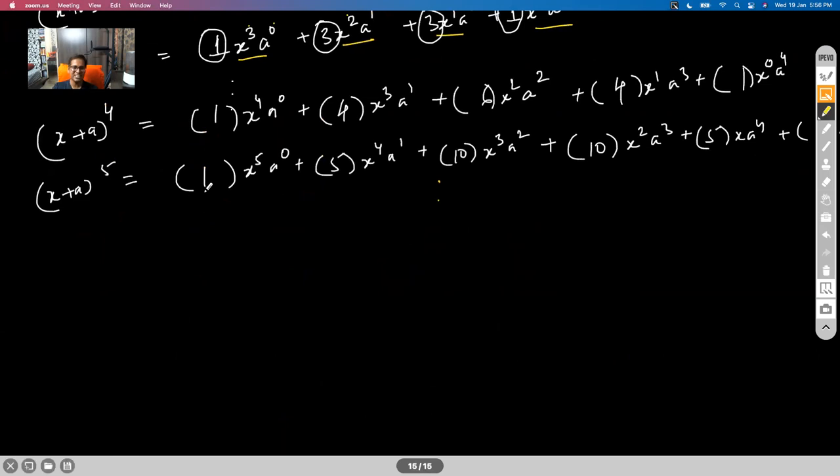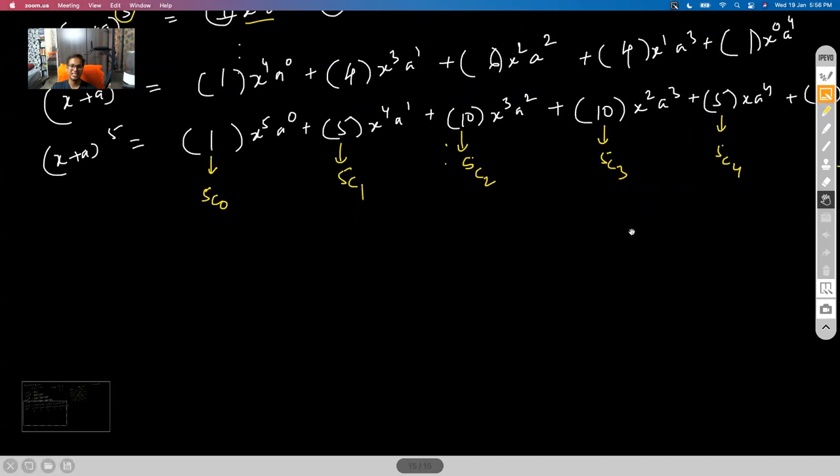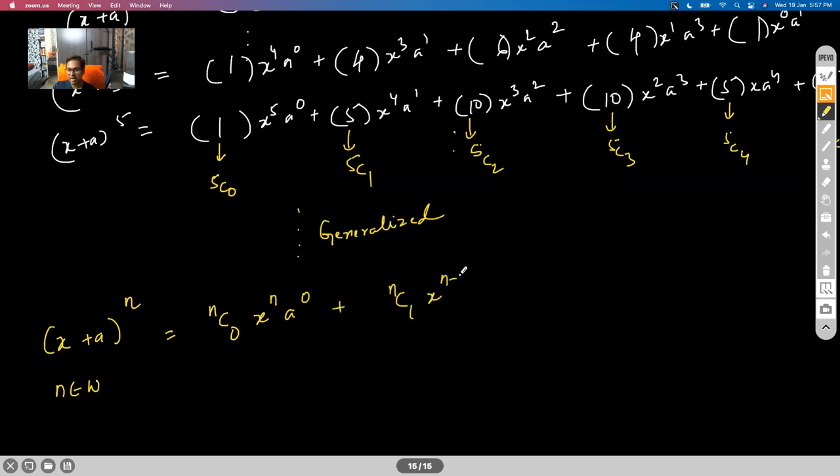Meanwhile, you can write these numbers as 5C0, 5C1, 5C2, 5C3, etc. So in light of this observation, you can make a formula out of it. Sir Isaac Newton came up with a formula. He generalized it and realized that if I am expanding a binomial expression having a whole number index, I could write it like this: NC0 x to the power n a to the power 0, NC1 x to the power n minus 1 a to the power 1, NC2 x to the power n minus 2 a square, and so on, till NCN.